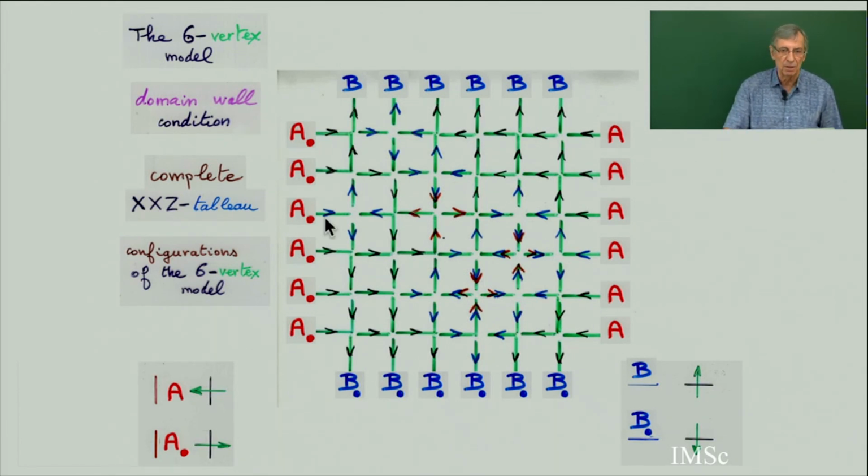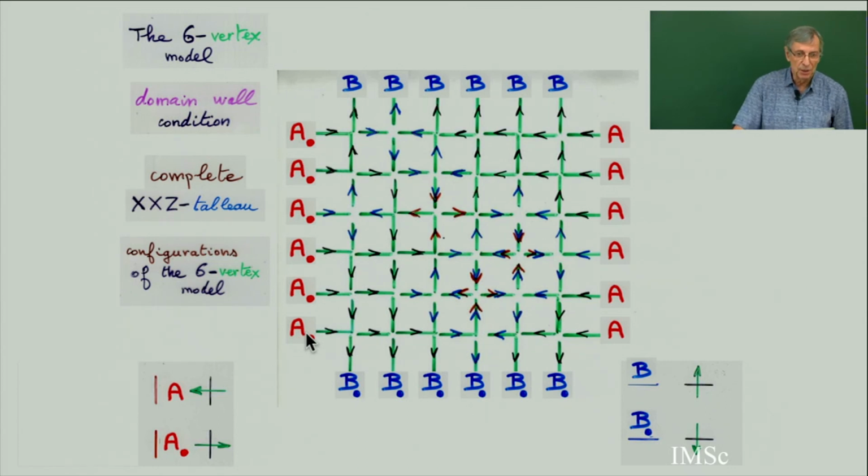But here there is another boundary condition, what is called the domain wall condition, which means that on the top and below, all the edges are getting outside of the picture, and on the left-hand side and right-hand side, all the edges are getting inside. In my notation, I have here the word B power n, the word A power n, here the word B point power n, and here A point power n, with the translation of A, B, A point, and B point into edges. So the domain wall condition of the 6 vertex model is exactly the same as the domain wall condition for alternating sign matrices.